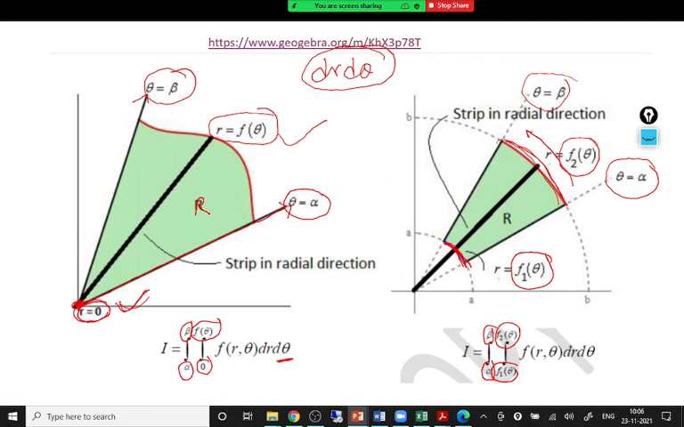Sir, we'll integrate with respect to dr d theta only. Yes, correct. Only dr d theta is the order. D theta dr is never possible. Only d theta dr is possible if all limits are constant. But if the inner limits are in terms of theta, that is, the inner limits are variable limits, then the order is dr d theta only. Got it? We'll see the main questions in the next session, then it becomes more and more clear.